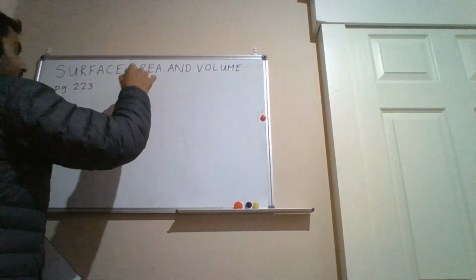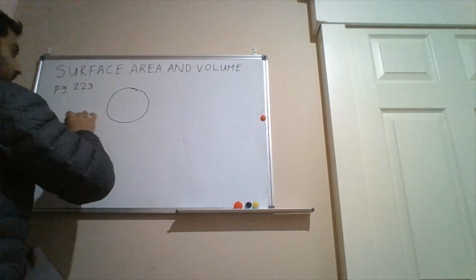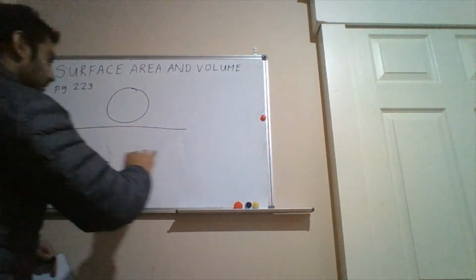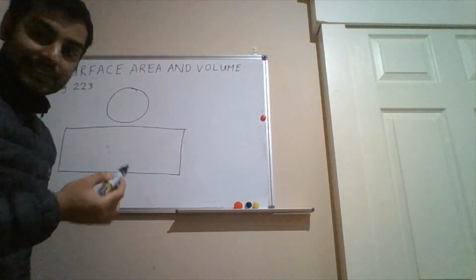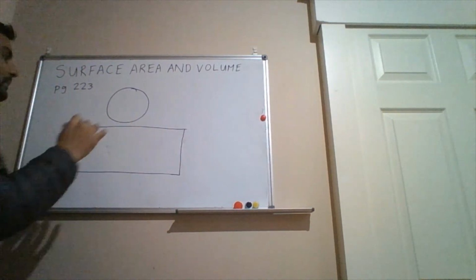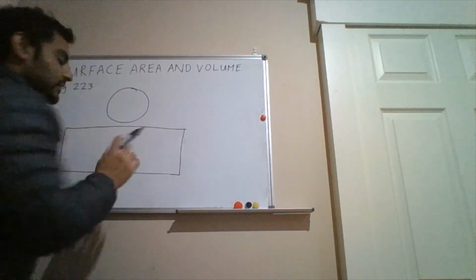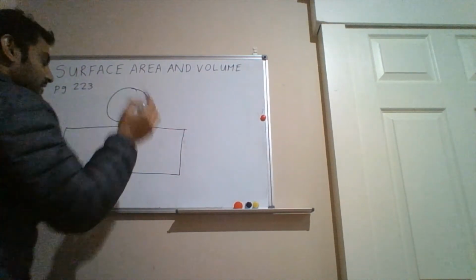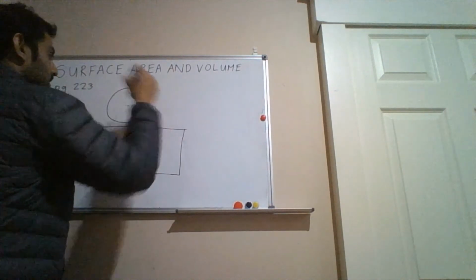So we have the circle at the top, the rectangle, and the circle at the bottom, which is the same as the circle at the top. Now this length over here must fold around the can, so its length must be the same as the perimeter. Okay, so I've just repeated that.